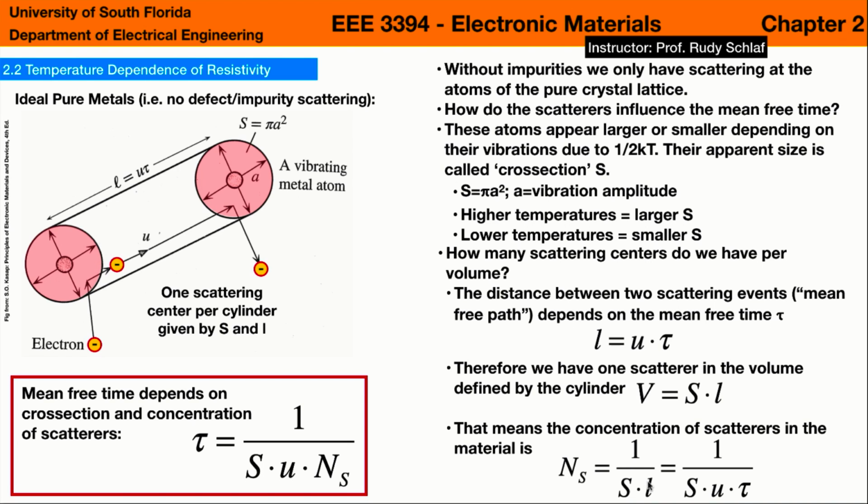Expressing L with the velocity after the scatter event times the mean free time, we come to this expression. So we can say that the mean free time is just 1 divided by scattering cross-section times the velocity after the scattering event times the concentration of scatterers in the material. In summary, the mean free time depends on the cross-section and on the concentration of those scatterers.